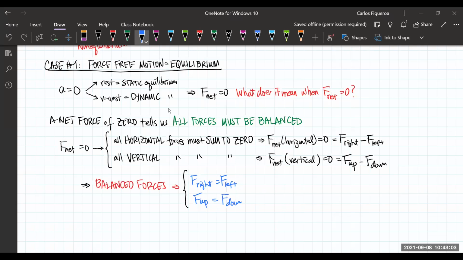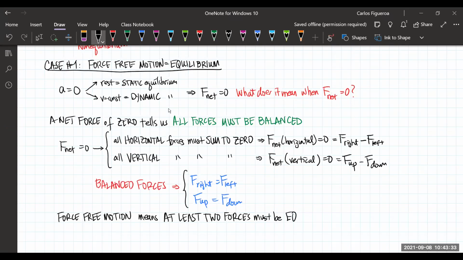So force-free motion means, okay, I should be more careful about this. Force-free motion means at least two forces must be equal and opposite to each other. That's what balanced is.